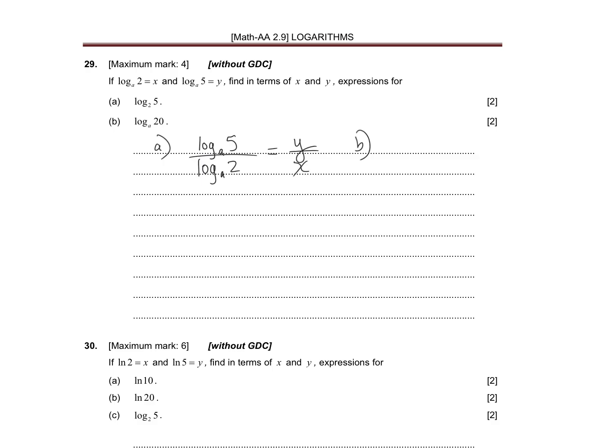And for b, we do have log base a, and we can do 5 times 2 squared. And that separates into addition, and the 2 falls back. So we're going to have y plus 2x.